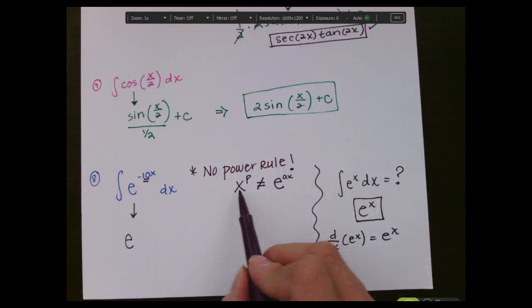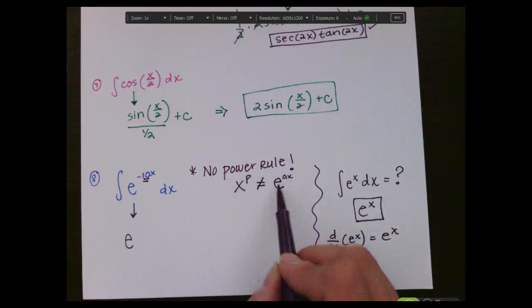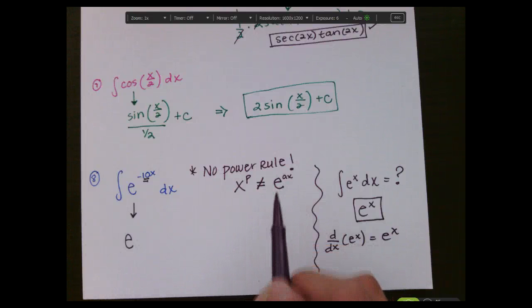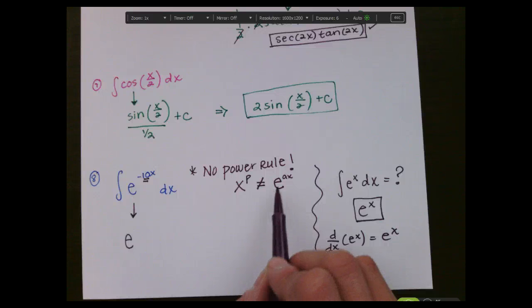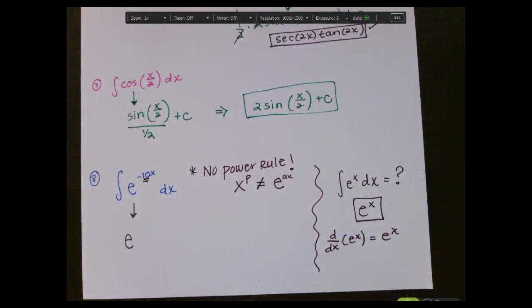I don't know if I said that right over here. Variable base, constant exponent. Hopefully you guys see what I'm trying to point out here. This is a constant base and a variable exponent. Anyway, you can't use the power rule.